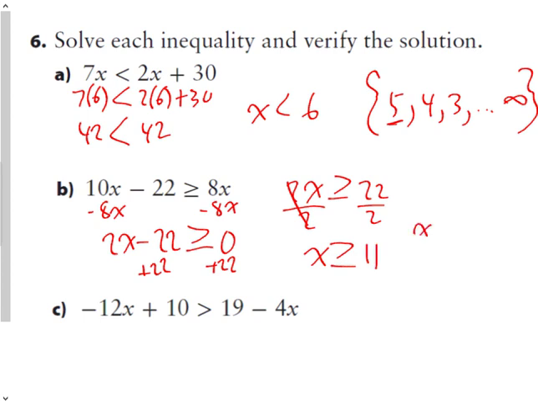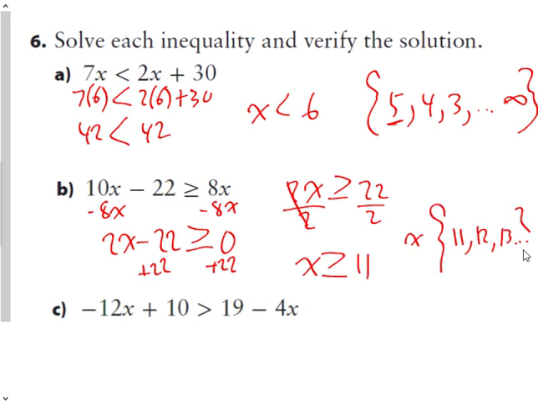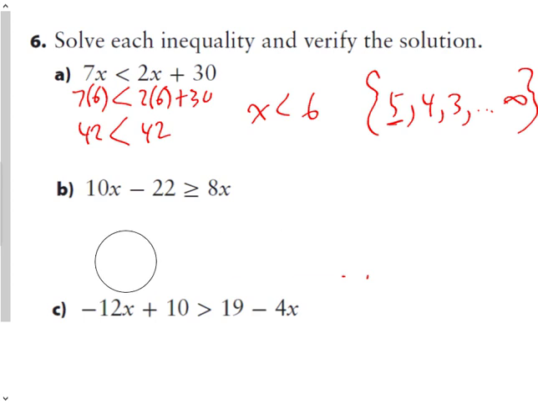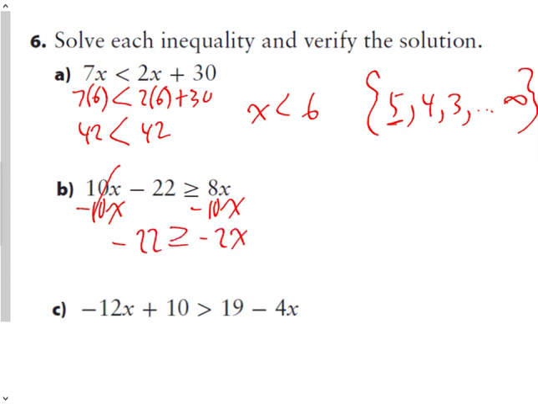So the set of numbers that x can be is 11 itself, or anything greater, which is 12, 13, etc. to infinity. Now, if you subtracted 10x from both sides, that's also acceptable. So if you subtracted 10x from here and 10x from here, you got negative 22 is greater than or equal to negative 2x. Divide both sides by negative 2, and x has to be, flip the sign, so greater than or equal to 11. So any value that's 11 or greater, which was the same set of numbers we had before. The only difference is because you were dividing by negative 2, you had to flip your sign.